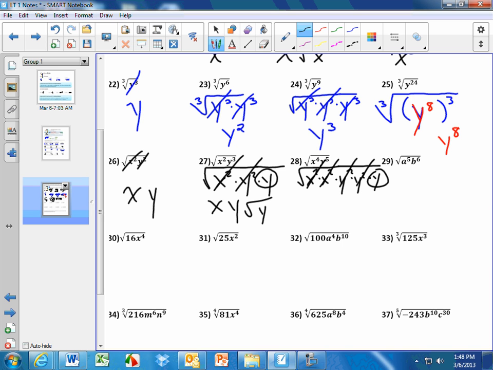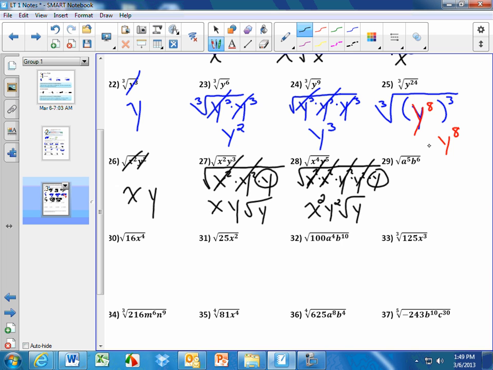So, final answer. X squared, y squared, yep. And another y. And another y, but where at? Under the radical. That last y, it's kind of stuck under the square root, if you will. Okay? Because it does not reduce.